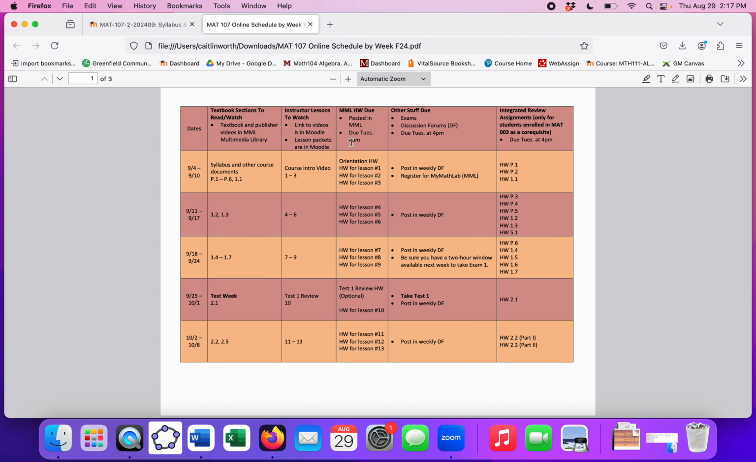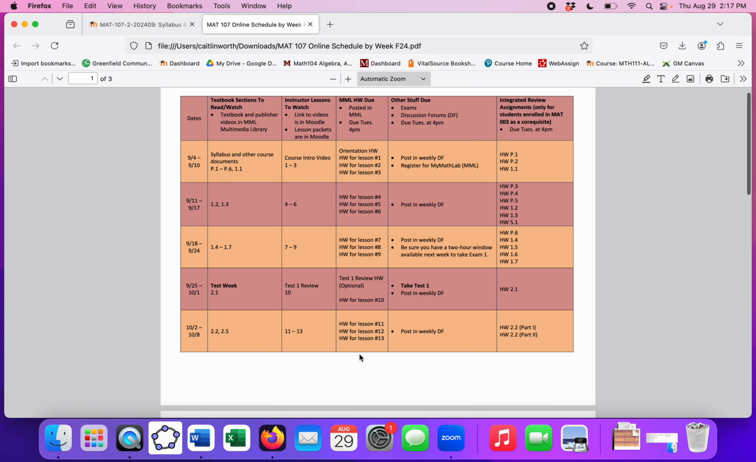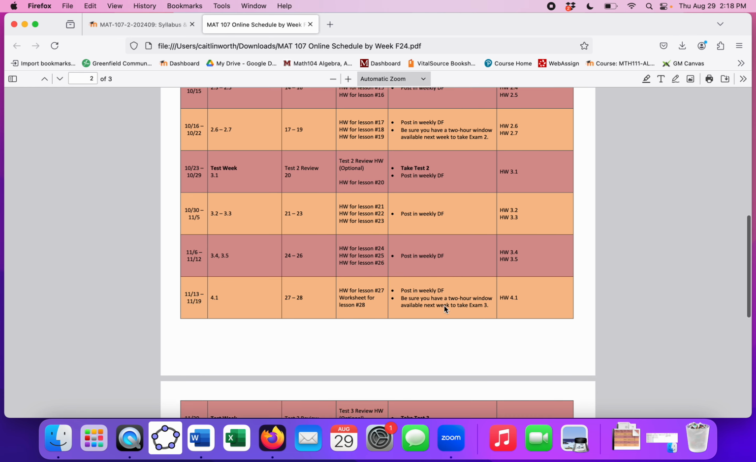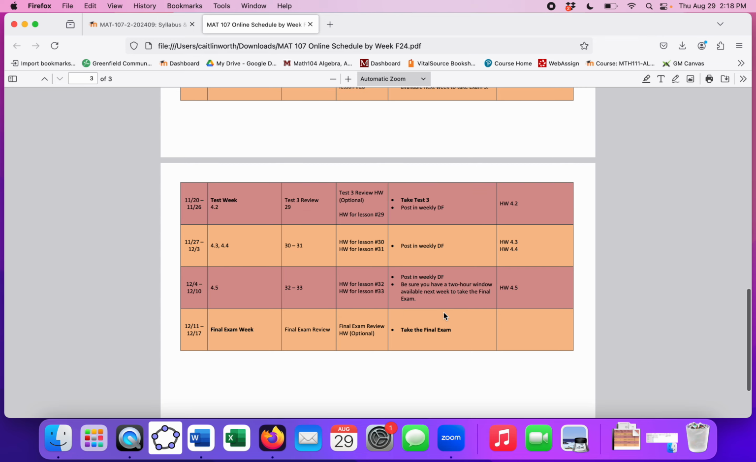Due dates for both homework and any other stuff that's due is always going to be Tuesdays at 4 p.m. And then if you're enrolled in Math 003 as a co-requisite, these are your integrated review assignments. If you are not enrolled in Math 003, you can ignore this last column. But you can see that this just gives you a nice overview of the semester. We can see the first test is going to come up in the week of September 25th. So have that in the back of your mind, and you can see when all the tests are and all the homework is due.